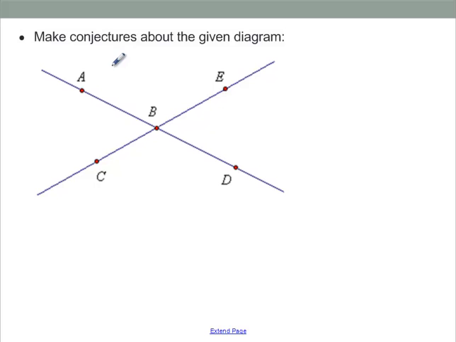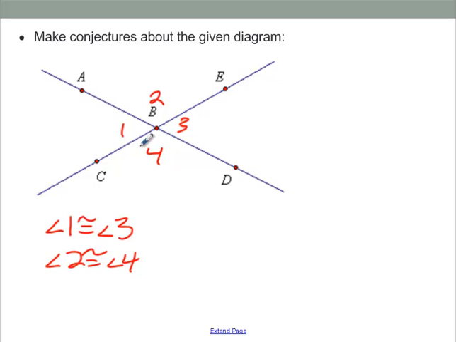Let's make a conjecture about this diagram. To make it easier, I'm going to number them 1, 2, 3, and 4. Now, something to remember is that vertical angles are the angles that are across from each other. They're congruent. Angle 1 is congruent to angle 3. Angle 2 is congruent to angle 4. We also know that since this forms a straight line, we have 4 sets of supplementary angles. Angles 1 and 2, so I'm just going to use one of these as an example. You can use 2 and 3, or 3 and 4, or 1 and 4. Any of those will work.